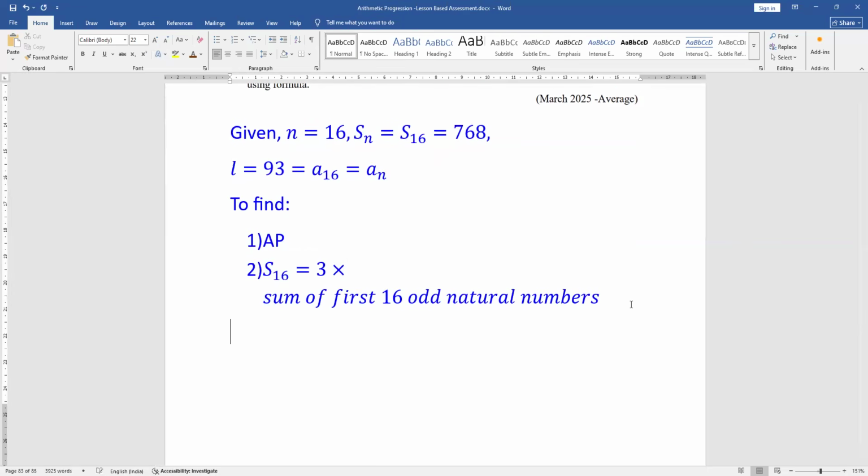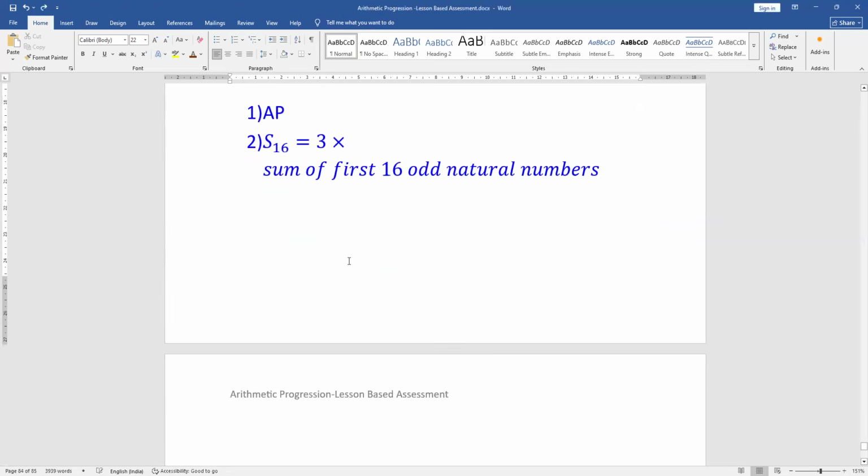Okay, now let us write the formula we know. So we know that the sum of all terms of an AP is given by Sn equals n by 2 into A plus An.